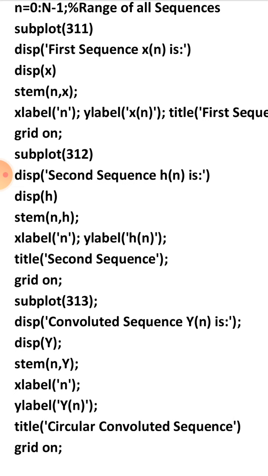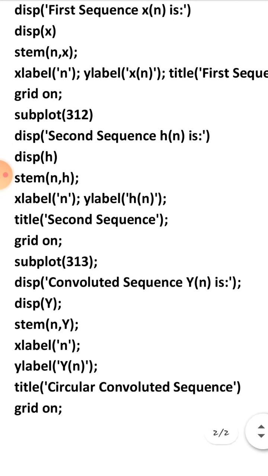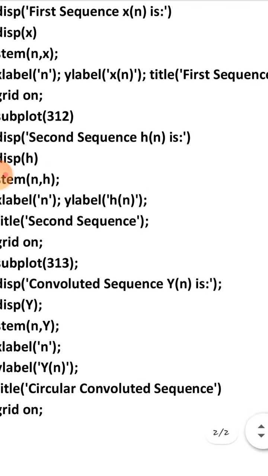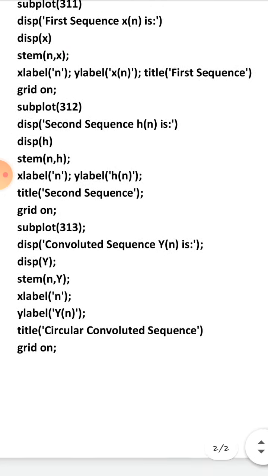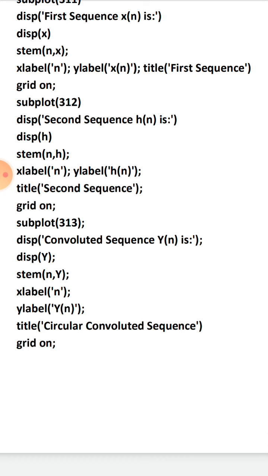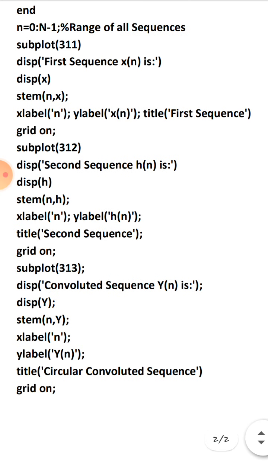So we are displaying the first sequence in the command window. disp of x will show your first sequence, and then we are going to plot it using stem so that it appears as a discrete sequence. We are giving xlabel, ylabel and a title, and then grid on. Grid on is a command to show the grid in your output graph. When you run this code, you can see that in the output figure you have background grids.